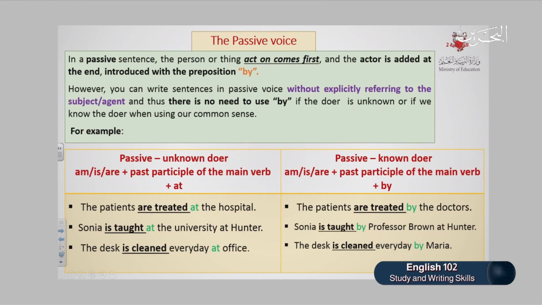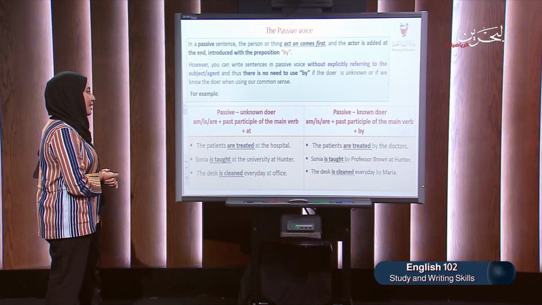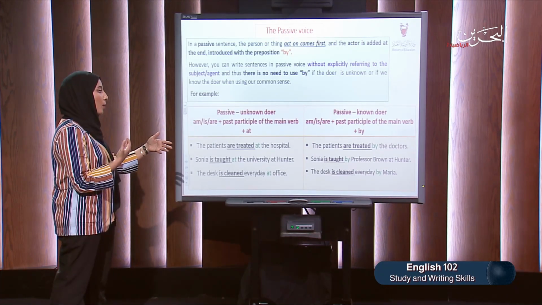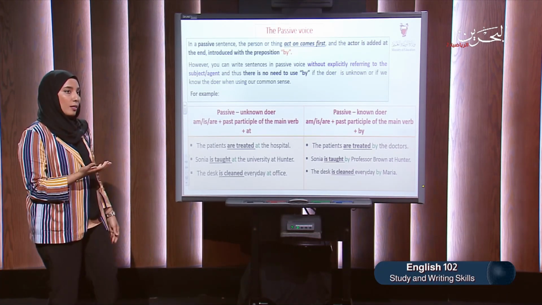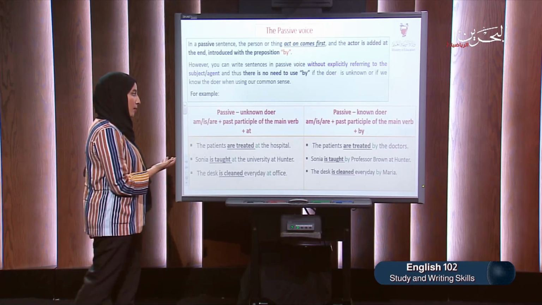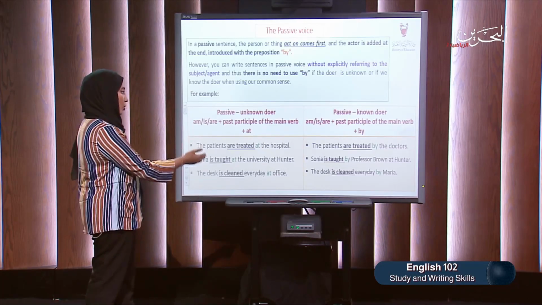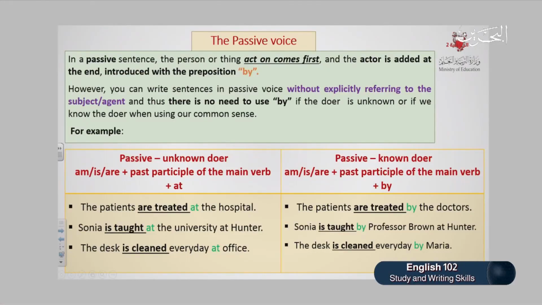For example, the patients are treated at the hospital. So the answer here for the unknown doers is common sense. So usually the answer would be doctors or nurses. But if I want to be more specific and I want to be precise, I use by. So the patients are treated by the doctors. I specified that it's the doctors, not the nurses. Similarly comes the other examples.